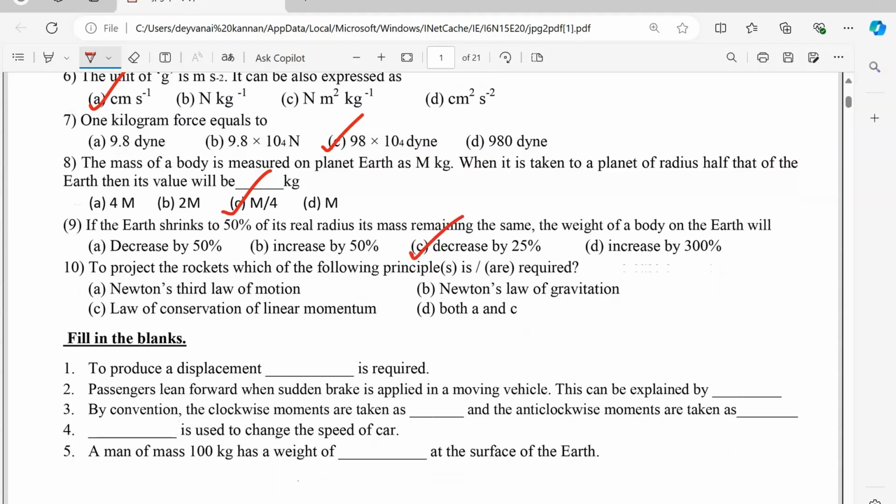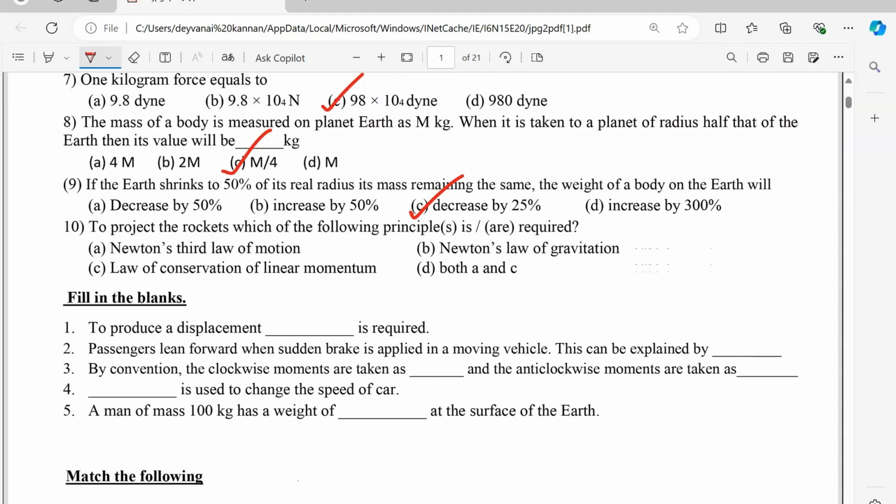To project the rockets, which of the following principles is used? Both A and C. D.